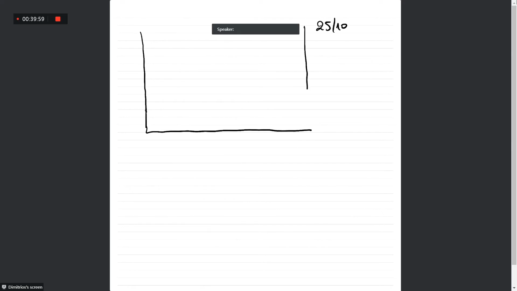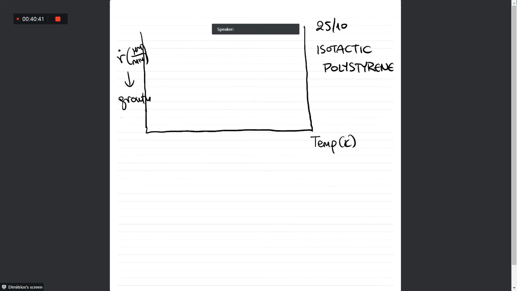So if we look at the growth rate of isotactic polystyrene, okay, and here in the y-axis we have the growth rate, which is given in terms of micrometers over minutes, and on the x-axis we have the temperature. Okay, let's say in Kelvin this time. So for isotactic polystyrene, we said that this is the growth rate of radius. Okay, so essentially it tells us how fast this radius of growth takes place. And let me make this a bit better.